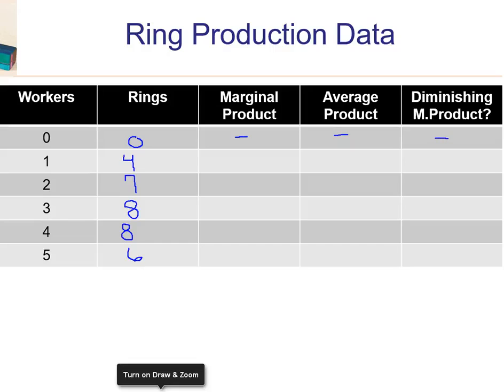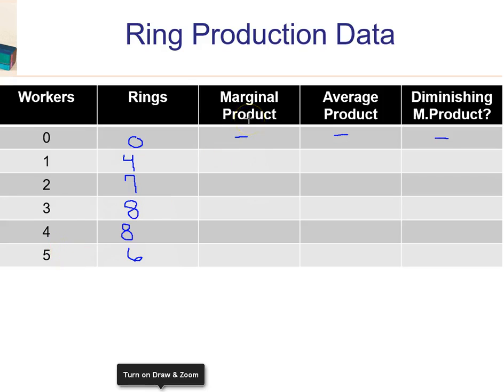Hi, this video will discuss marginal productivity, average productivity, and diminishing marginal product. So let's first determine the marginal productivity. What I've done is I've added one worker at a time, and they have made this good. This, rings, is our output. And here are the corresponding number of rings made when this number of workers are hired.